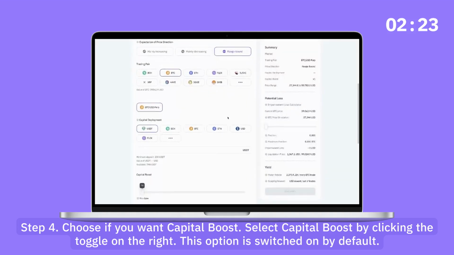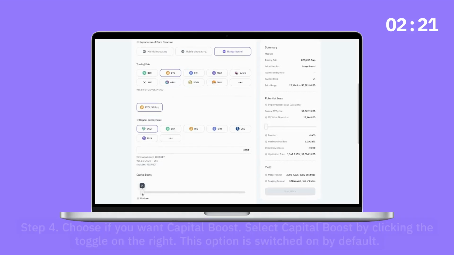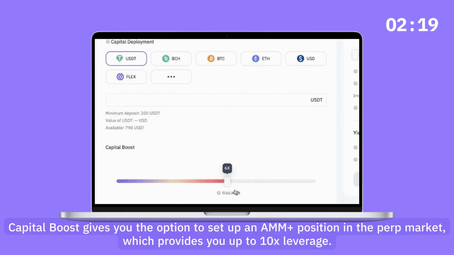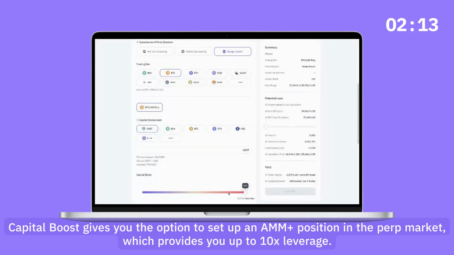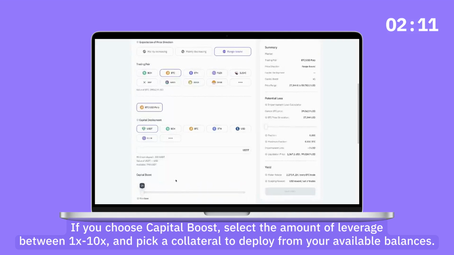This option is switched on by default. Capital boost gives you the option to set up an AMM Plus position in the perp market, which provides you up to 10x leverage. If you choose capital boost, select the amount of leverage between 1x to 10x and pick a collateral to deploy from your available balances.